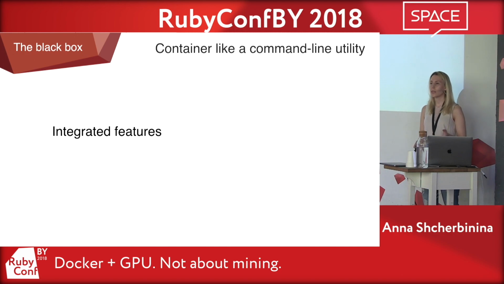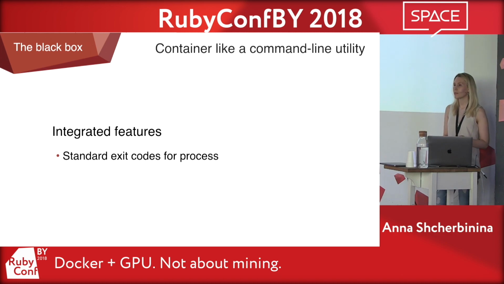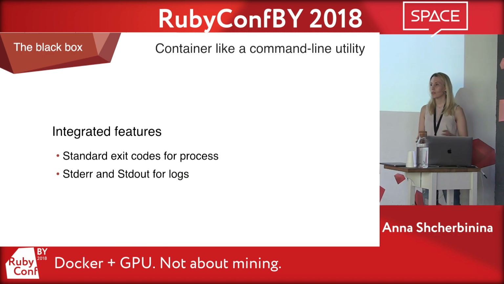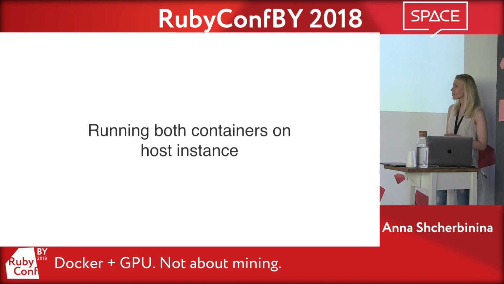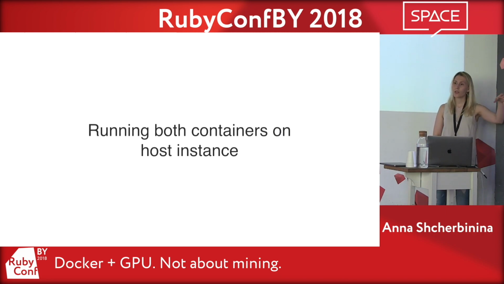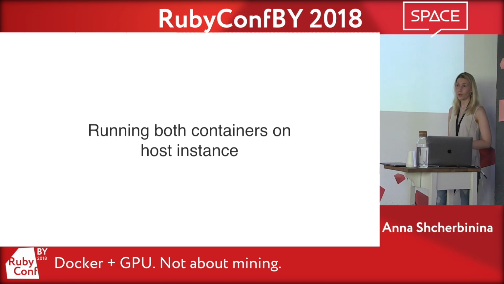As I use the run of the Docker container as any other command line utility, I have some features for free. First of all, I use standard exit codes to monitor the process status. Then I use stderr and stdout to see the logs in real time. So I usually avoid the risk of edge cases. It sounds too complex to run the worker container on the host instance, start the processing container from it, and expect the processing container to have access to the GPU. So I decided to run both containers on the host instance.